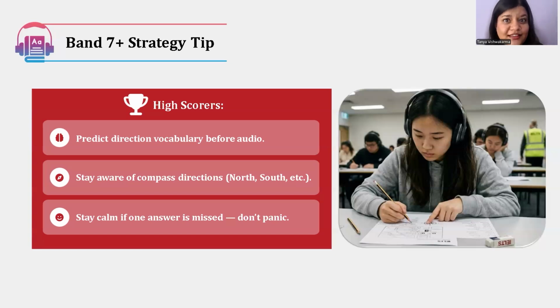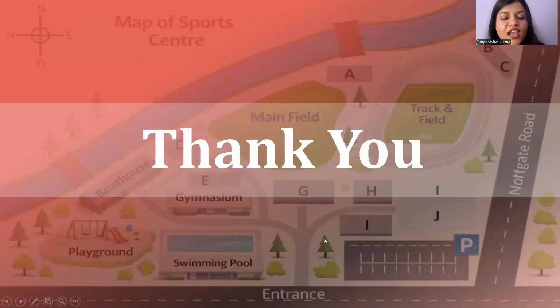Of course, as I said before, stay calm if one answer is missed. Don't panic. It's totally fine. 1 out of 10, it's totally fine. But if it increases, then that's a matter of concern. So make sure you do not panic and move on. Go ahead, talk about the next one. Make sure that if you miss one, you get all the others correct. Okay? And that's all. This is the entire strategy that you need to take care of when you are dealing with this particular question type.